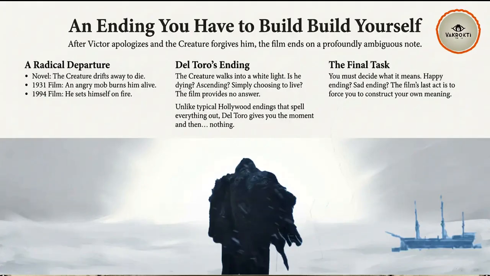Victor apologizes. The creature forgives him. Then the creature turns and walks into blinding white light. Roll credits. Done. Is he dead? Ascending to another plane? Just heading north into a new life? A normal movie would give you a title card. The creature was never seen again. Or Victor's research was destroyed. Everything explained, wrapped up with a bow. This film just stops. It hands you the ending and says, you finish it, you decide what it means.